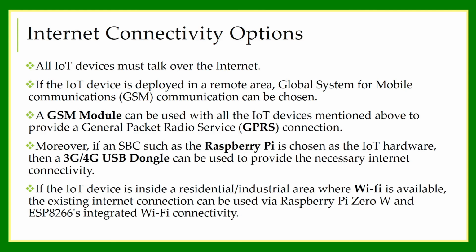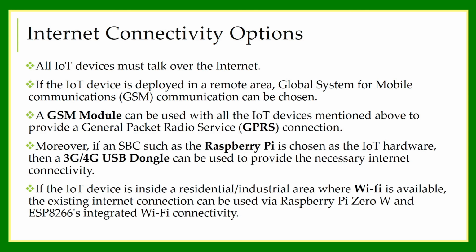Therefore, if the IoT device is deployed in a remote area, Global System for Mobile Communication, or in short GSM, communication can be chosen. A GSM module can be used with all the IoT devices mentioned above to provide a general packet radio service, or GPRS, connection. However, advanced or newer modules can also provide 3G or 4G connection to any microcontroller. Moreover, if we are using an SBC, or single board computer, such as Raspberry Pi, then we can choose 3G or 4G USB dongles to provide the necessary internet connectivity.